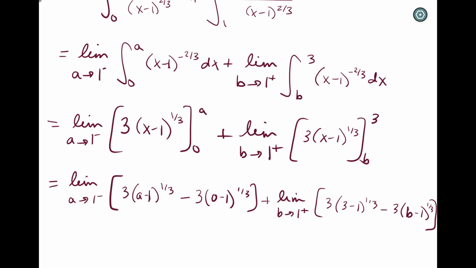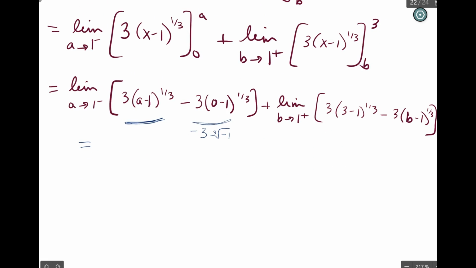So as a approaches 1, this part is approaching 0. This part gets closer and closer to 0. This part is just negative 3 times the cube root of negative 1, which is equal to what? Negative 1, yeah, the cube root of negative 1. Negative 1 times negative 1 times negative 1 is negative 1. So this is minus 3 times negative 1, plus this guy goes to 3 times the cube root of 2.